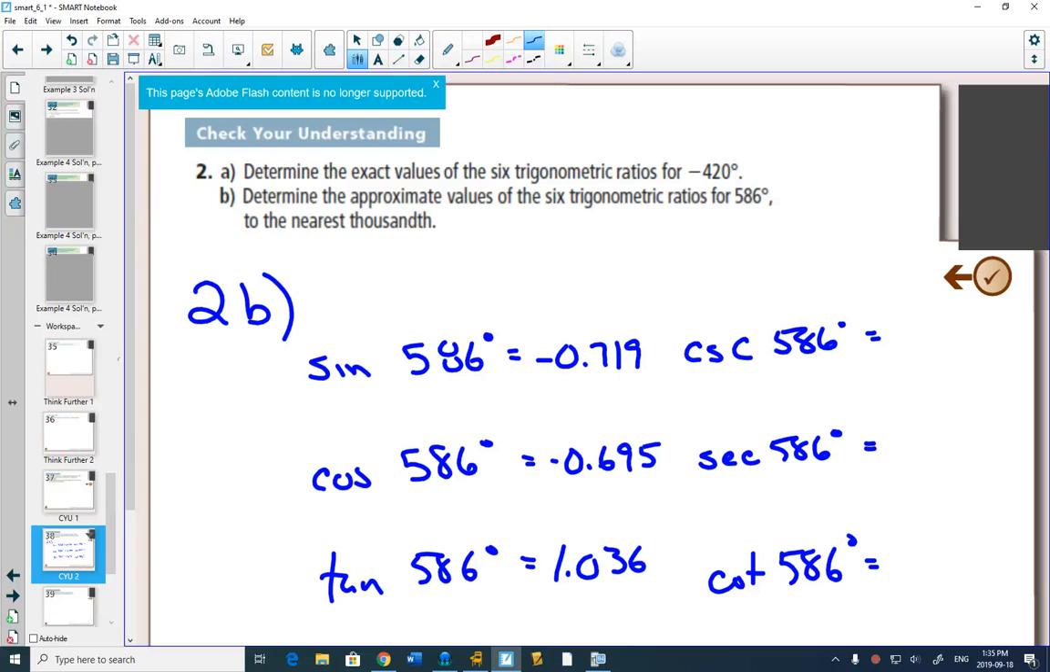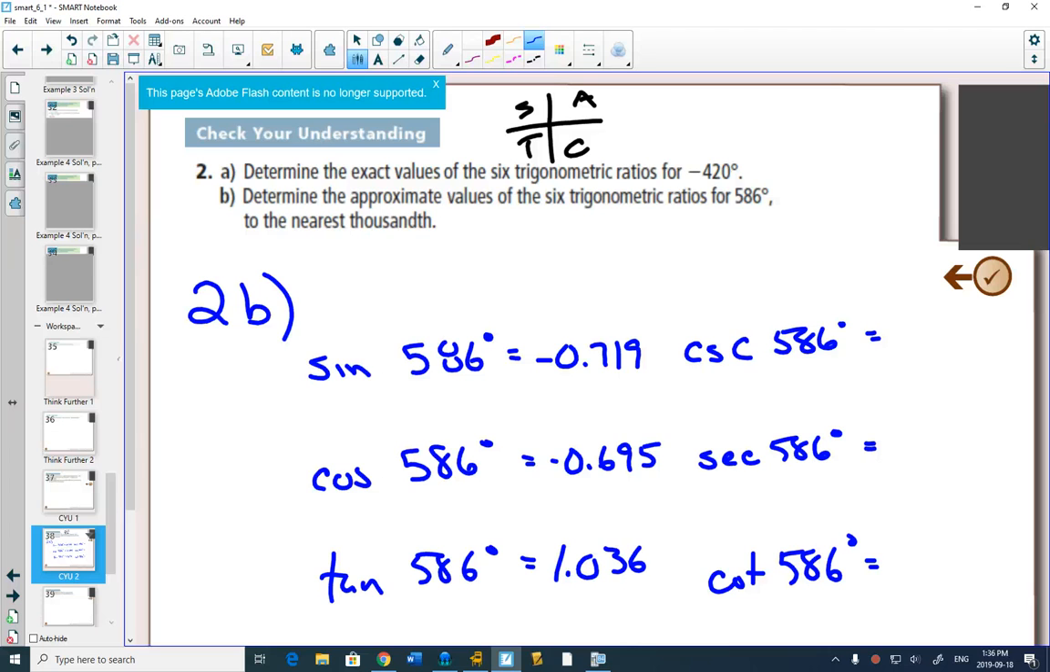Looking at those answers, it tells you right away what quadrant 586 degrees is in. How do the answers tell me that 586 degrees is in quadrant 3? Only tan is positive. So again, like I said, a couple new ideas. There's our CAST rule. Only tan is positive for 586 degrees. We have to connect that. That tells us 586 degrees is in quadrant 3.